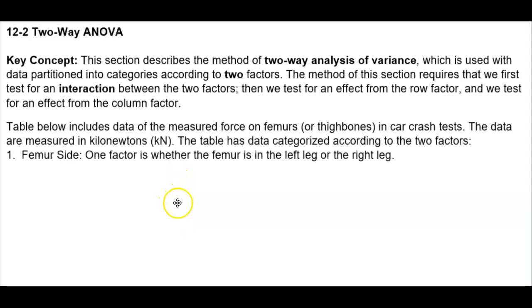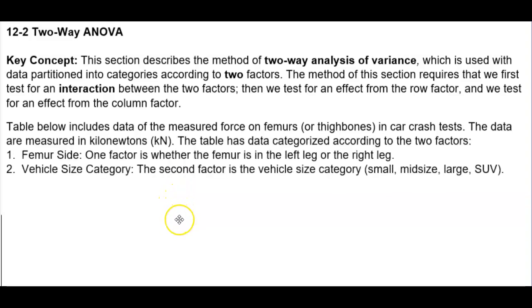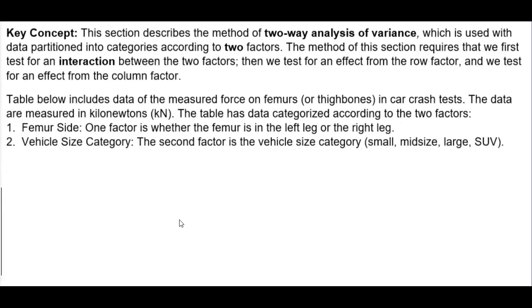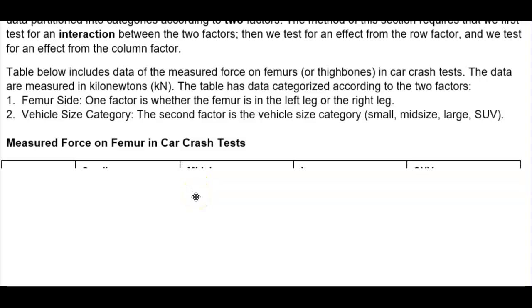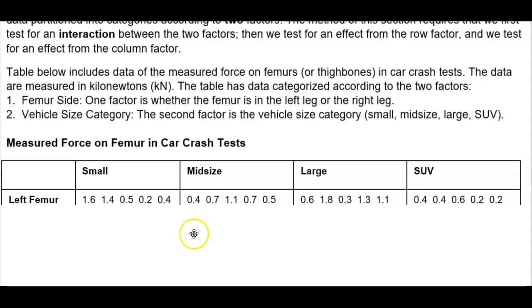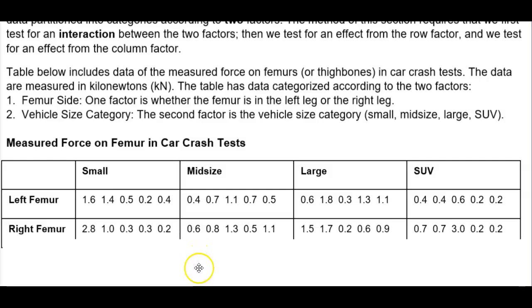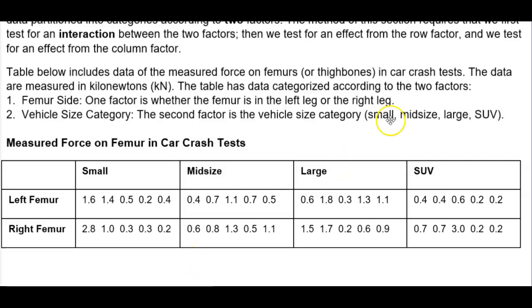The table below includes data of the measured force on femurs or thigh bones in car crash tests. The data are measured in kilonewtons. The table has data categorized according to the two factors. Number one, we have the femur side. One factor is whether the femur is in the left leg or the right leg, and this represents the row.